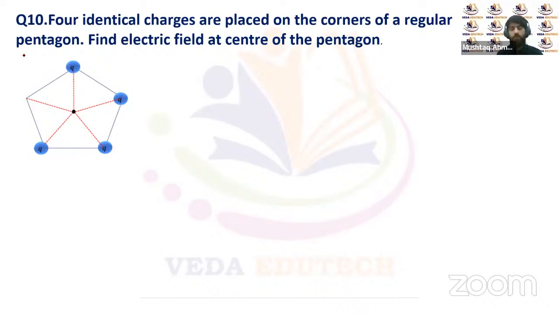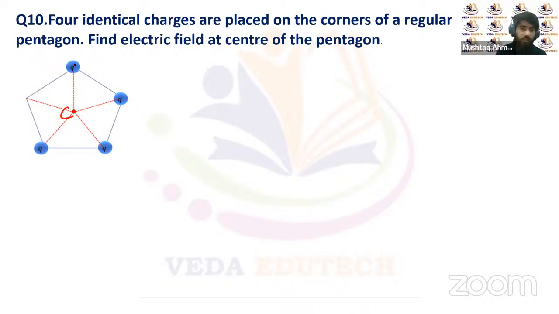Now let's look at question number 10. It says that four identical charges are placed on the corners of a regular pentagon. Find the electric field at the center of the pentagon. So at the center of this pentagon, we have to find the electric field.